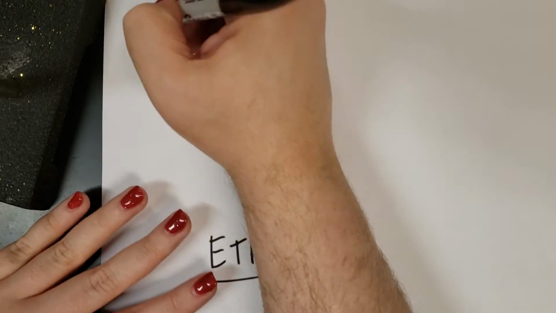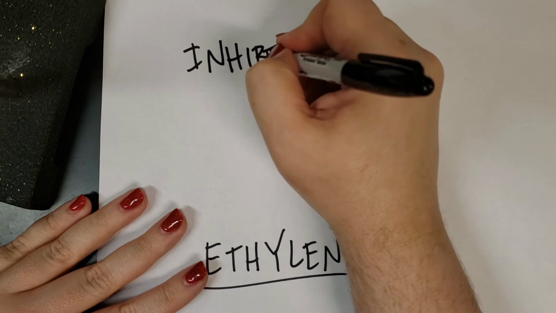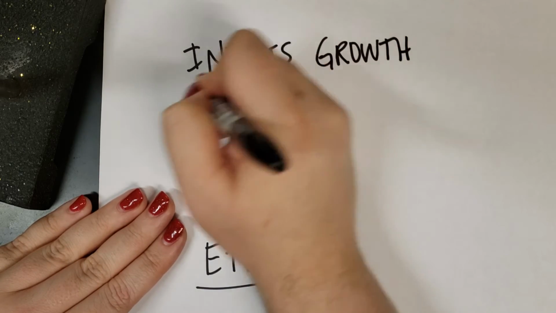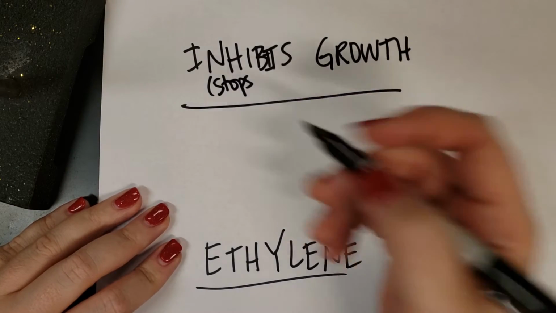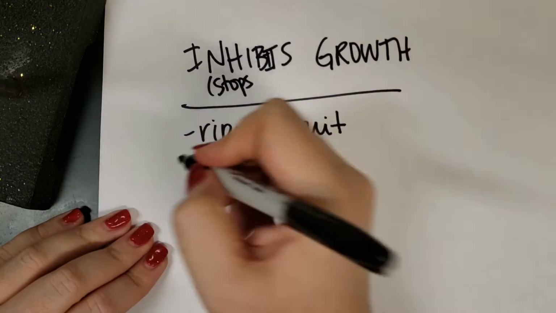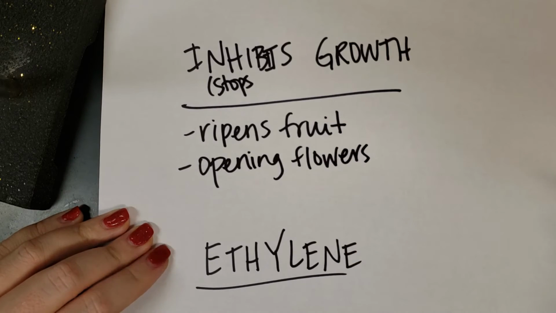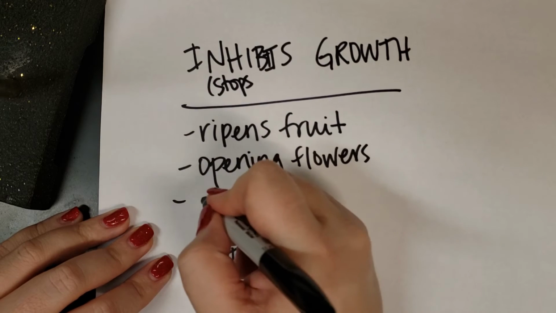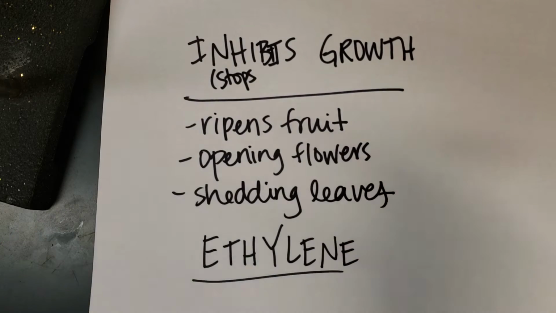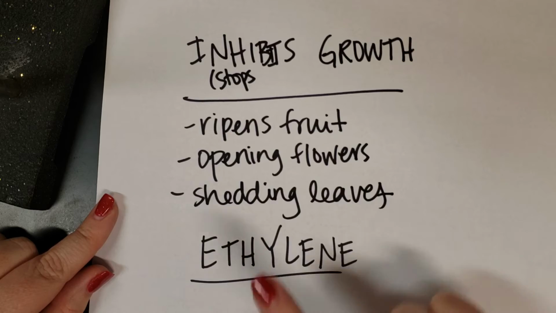All right, so this is one that inhibits growth. Okay, or stops, prevents. That's what inhibit means. So it's responsible for ripening fruit. It's also responsible for opening the flowers that the gibberellins helped grow. And it also is responsible for the shedding of leaves in the fall. Prepare for winter. All right, so ethylene is the only one that we're talking about that isn't actually an inhibitor of growth.